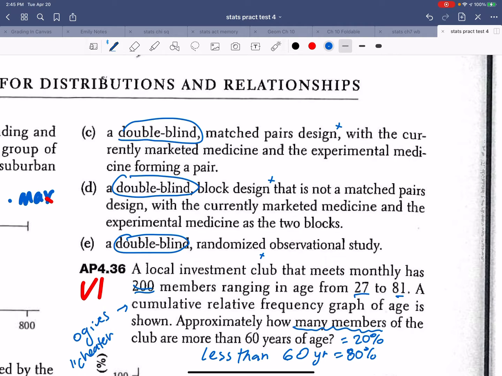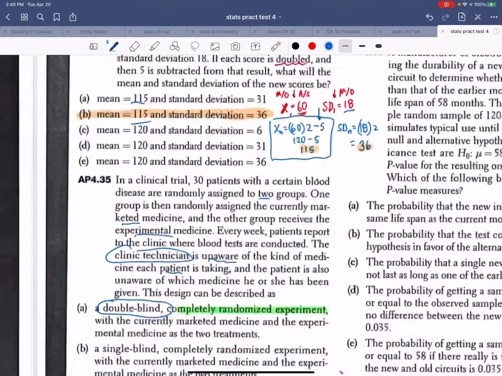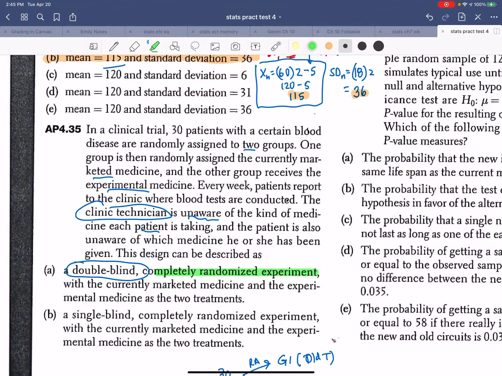Randomized observational. No, it's not observational because we gave them a pill. So this has to be an experiment because we gave them a treatment. There was a treatment. Okay. So we're definitely picking A. And that is the last question in this section, design.